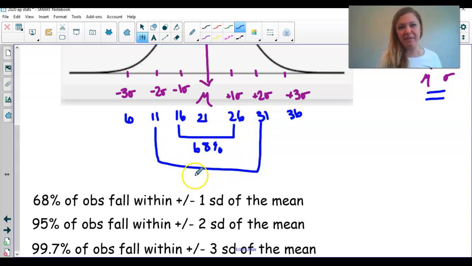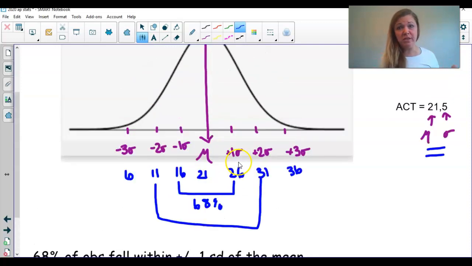95% of people will fall within 2 standard deviations of the mean. Now, this is true. This is called the empirical rule, the 68, 95, 99.7 rule. For all normal distributions, you can track the mean and the standard deviation, and you can draw conclusions that 68% of people taking the ACT will be between these two numbers.